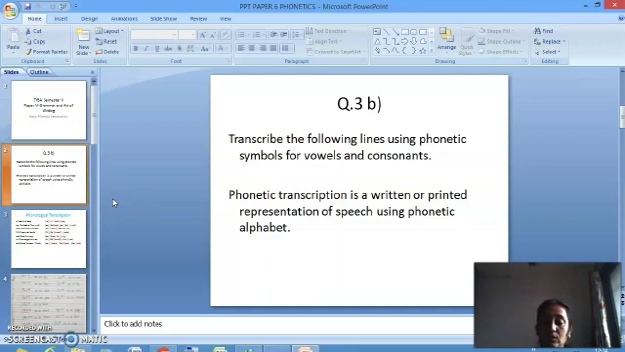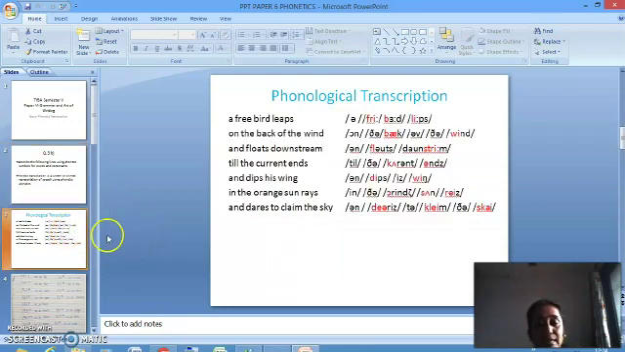So these are not Roman alphabets. These are the phonetic alphabets. What are those phonetic alphabets? So before going to that, let's have a look at the question. So this is from the left hand side. There are 7 lines. Okay, a free bird lives on the back of the wing, etc. These are the 7, and this is your question. And the next one is answer.